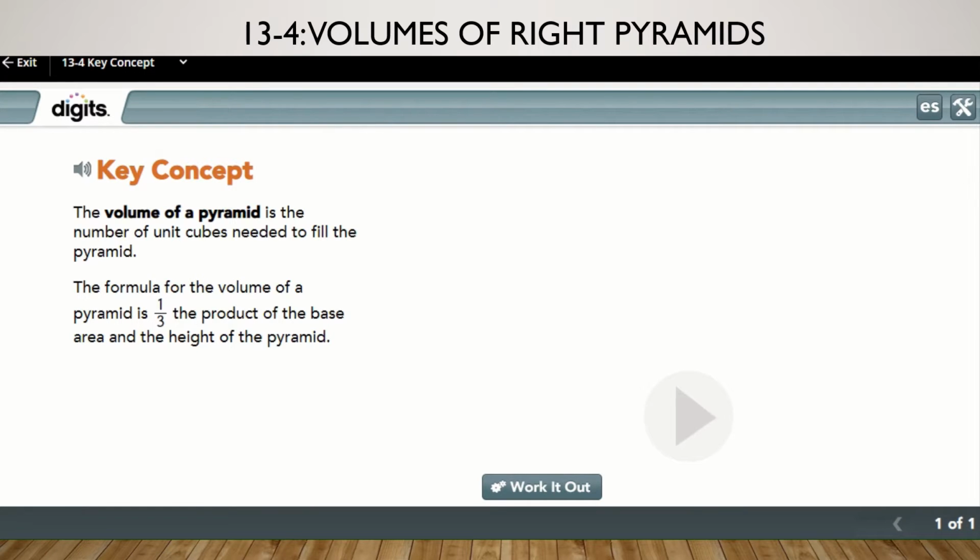In this video, I will cover lesson 13-4, volumes of right pyramids. This is the key concept. The volume of a pyramid is the number of unit cubes needed to fill the pyramid.